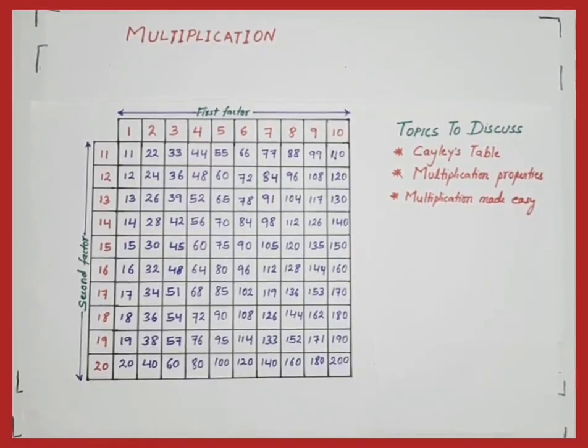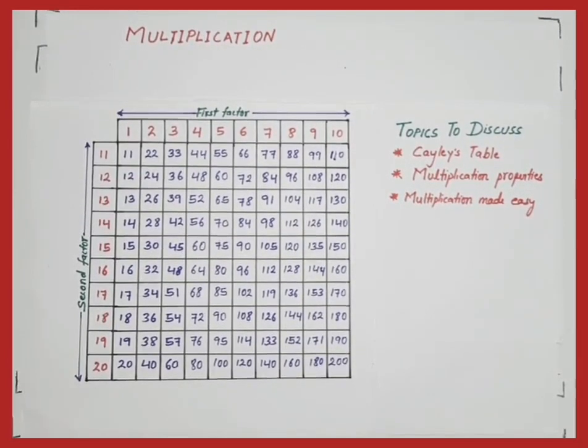Hello everyone. Today we'll start the multiplication chapter. First of all, it is important for us to learn the multiplication table up to 20. As I have already told you, learn the multiplication table up to 20, isn't it? So we will first discuss the Calais table. What is the Calais table here?